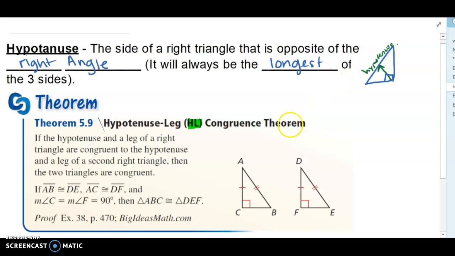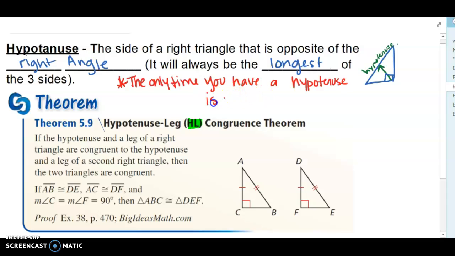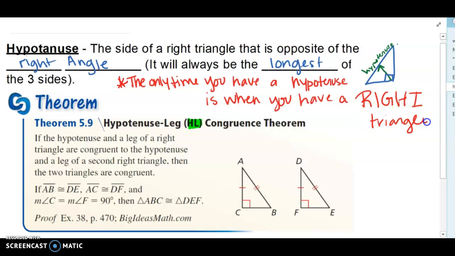Okay, so it's always opposite of a right triangle. So I'm going to write something in big red here. So the only time you have a hypotenuse is when you have a right triangle. Okay, you can't have a hypotenuse if you don't have a right triangle.